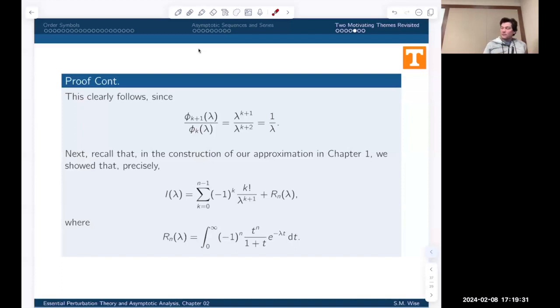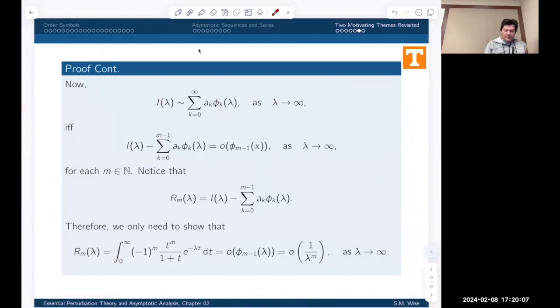Now, in our construction in chapter 1, we showed the following. We showed that I of lambda, that's the integral that we want to characterize, is exactly equal to this finite series plus this remainder. And it's not just any old remainder, it's a remainder that we can completely characterize. So if we want to show that this is approximated by an asymptotic series involving this, then we have to do something with the remainder.